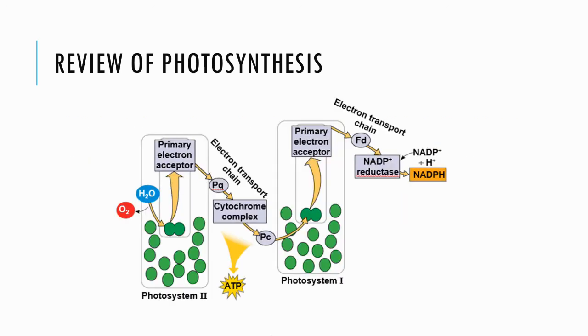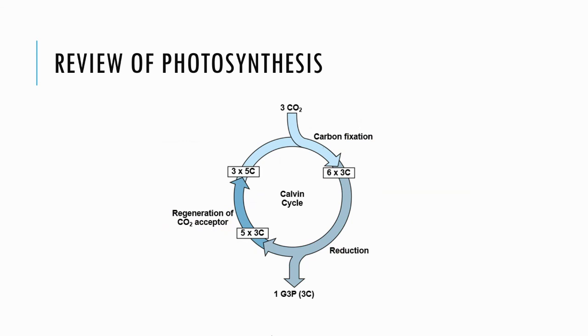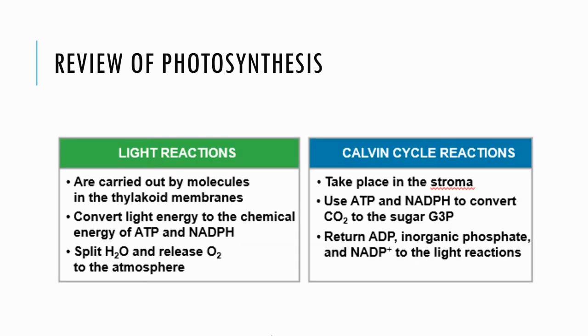That's a review of our photosystems. Maybe this diagram is more helpful for you than the other one. This is, I think, a better view of the Calvin cycle. It's a little cleaner without all of those intermediates that are used. And then a comparison here of the light reaction and the Calvin cycle.